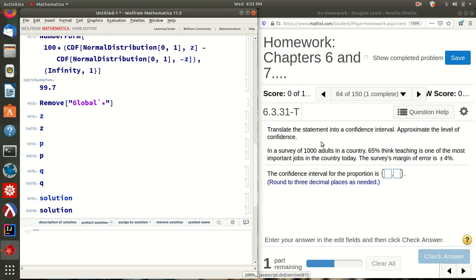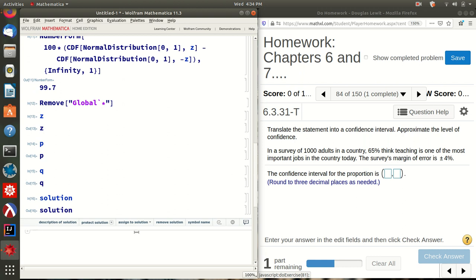Okay, again, number 84, very similar. Translate the statement into a confidence interval. Approximate the level of confidence. In a survey of 1,000 adults in a country, 65% think teaching is one of the most important jobs in the country today. The survey's margin of error is plus or minus 4%.